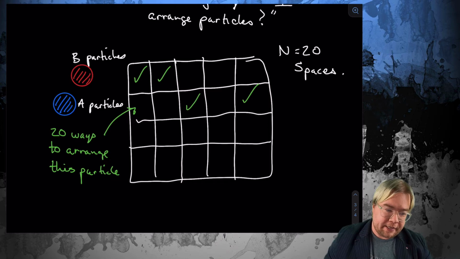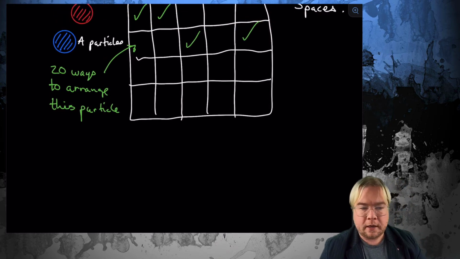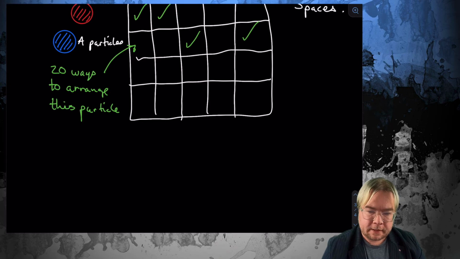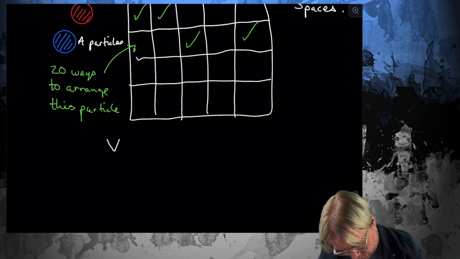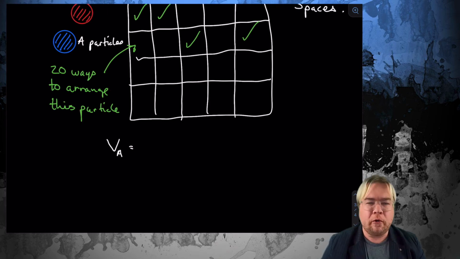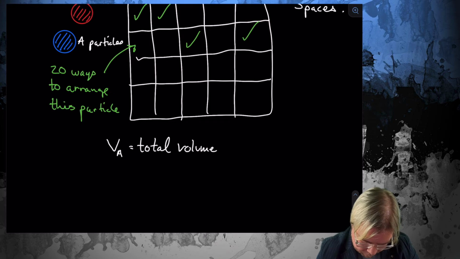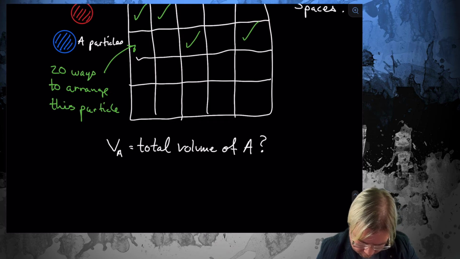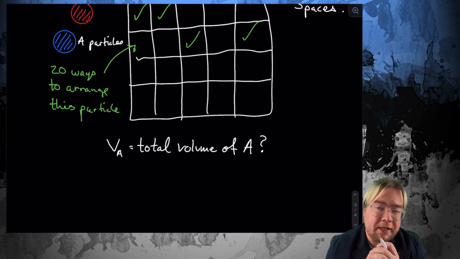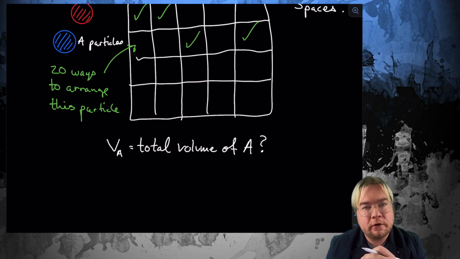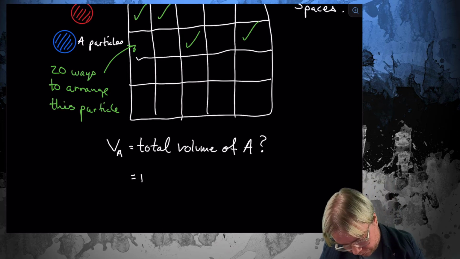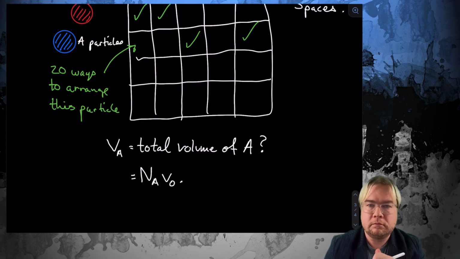Okay, so now we can define some things. Let's call, let's see. What's the total volume of A going to be? This is the total volume of A. What will it be? Well, let's say that I've got a certain number of A particles and every A particle has a certain volume. So then the total volume of A will be the number of particles that I have times the volume of one particle. That's easy. And let's do the same thing for B.